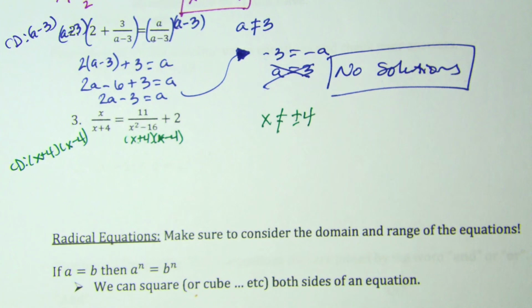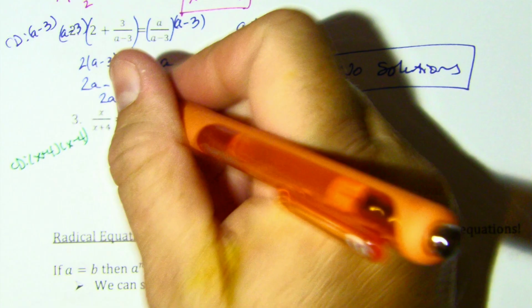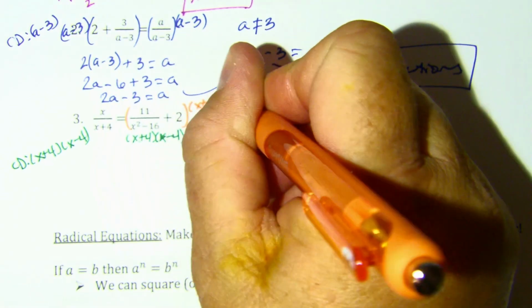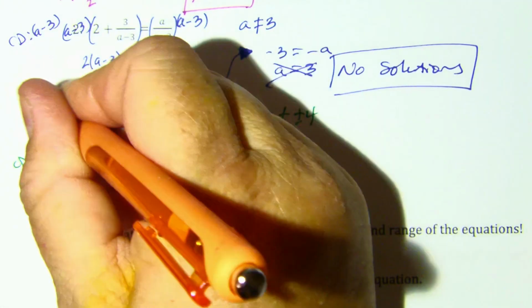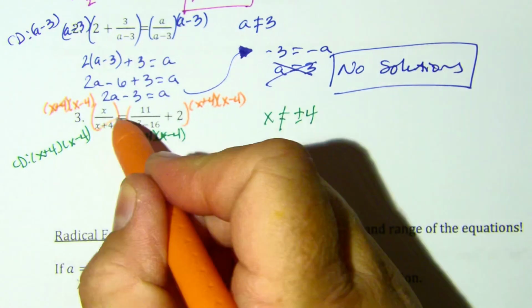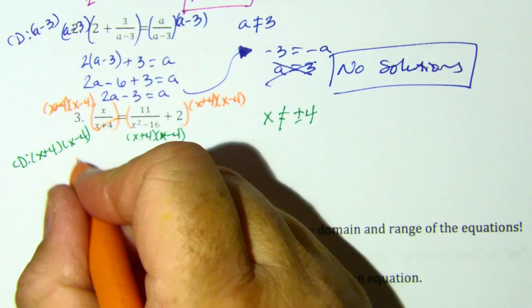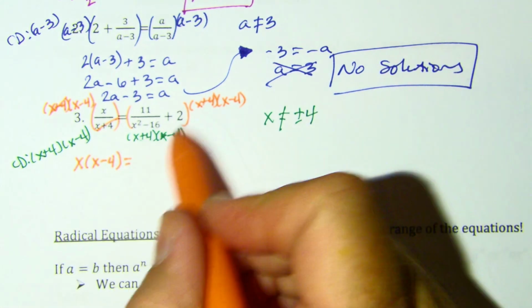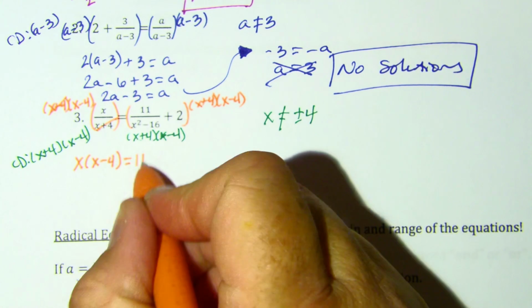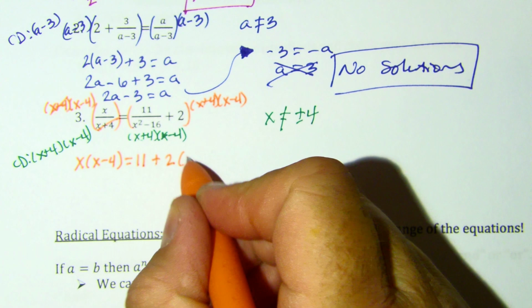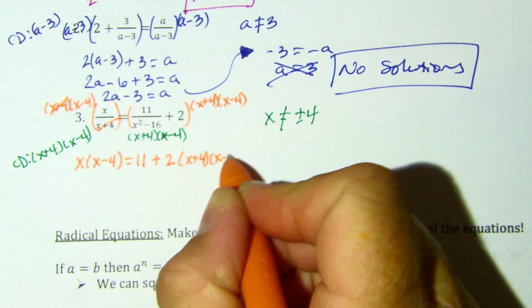So x cannot equal either of those values. Going ahead and multiplying both sides by my common denominator, x plus 4, x minus 4, and same thing on this side, x plus 4, x minus 4. On this side, the x plus 4's will cancel, and I'll have x times x minus 4. And over here, both x plus 4 and x minus 4 will cancel, and I'll just have 11 plus 2 times, and there's no denominator here for anything to cancel, so x plus 4 and x minus 4.